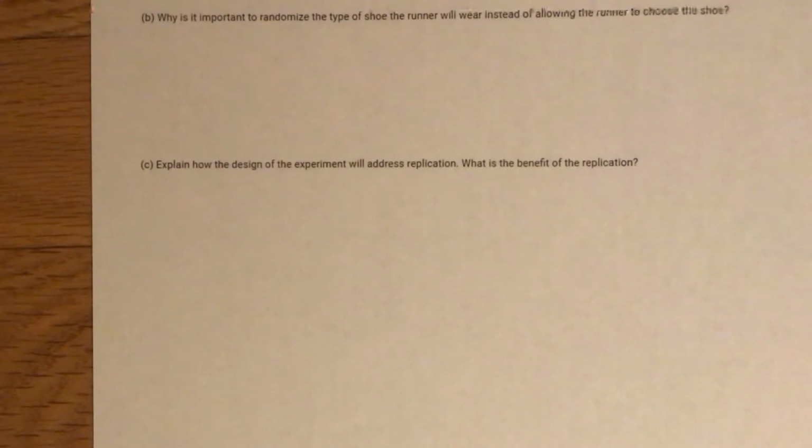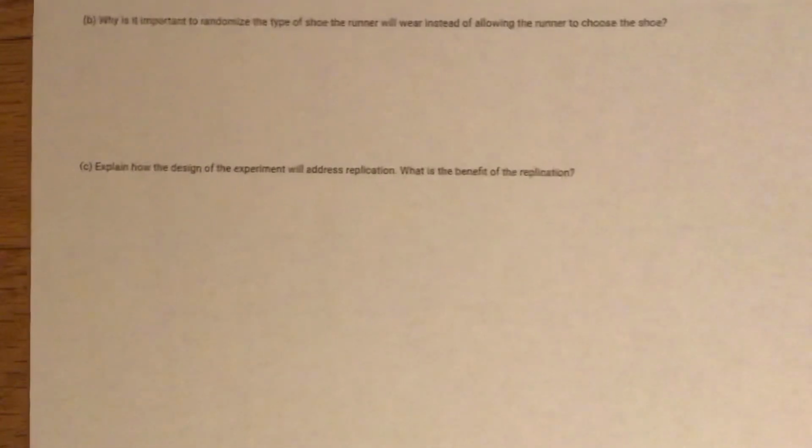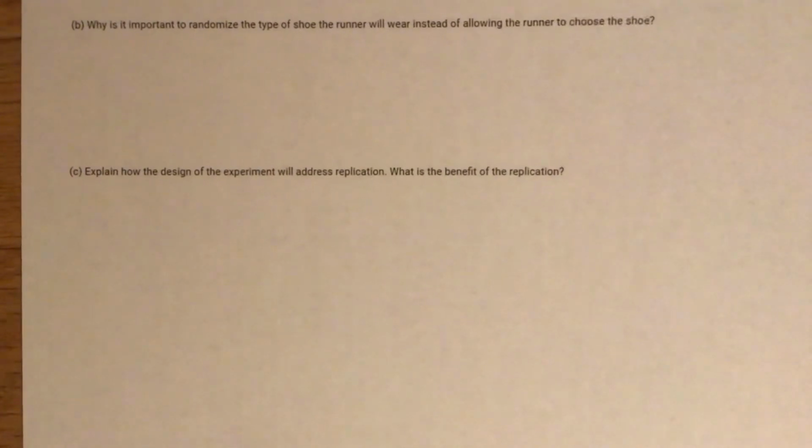So the answer to the first part, how does this design of experiment address replication? Well, basically, it does it by giving the experiment to many different people, right? It replicates it 100 times, essentially. What's the benefit of that? Well, that's what I was just talking about. If you just have, like I said, one person do it, you might get lucky and get a really fast runner or a really slow runner and make one shoe look better than the other.